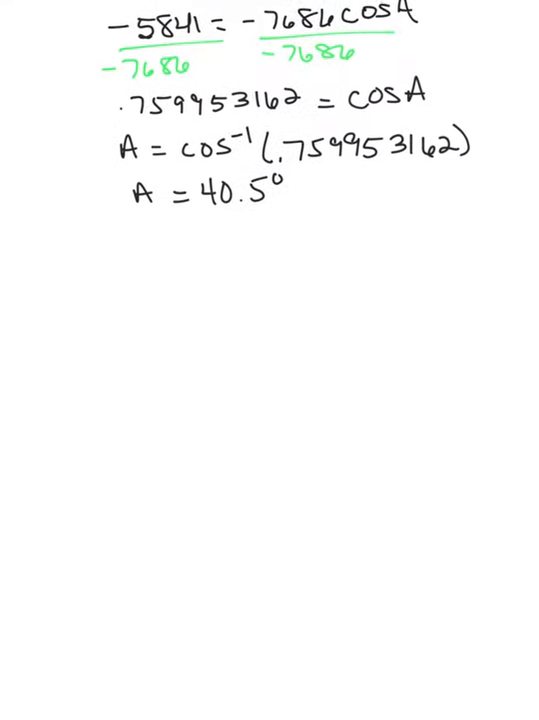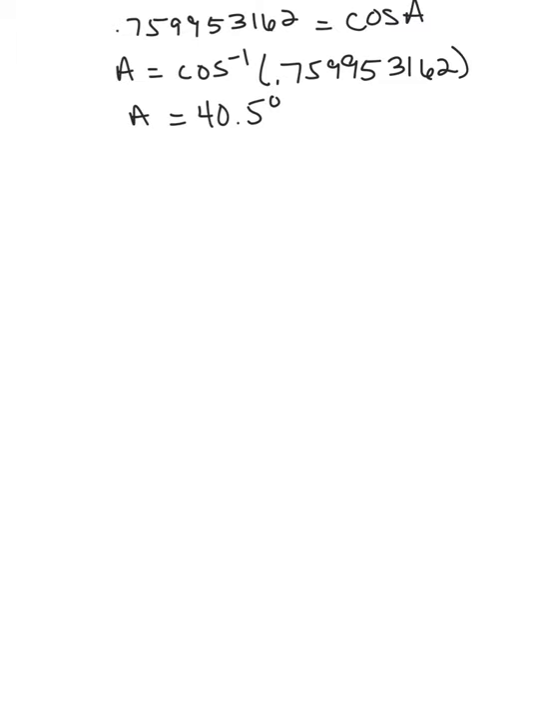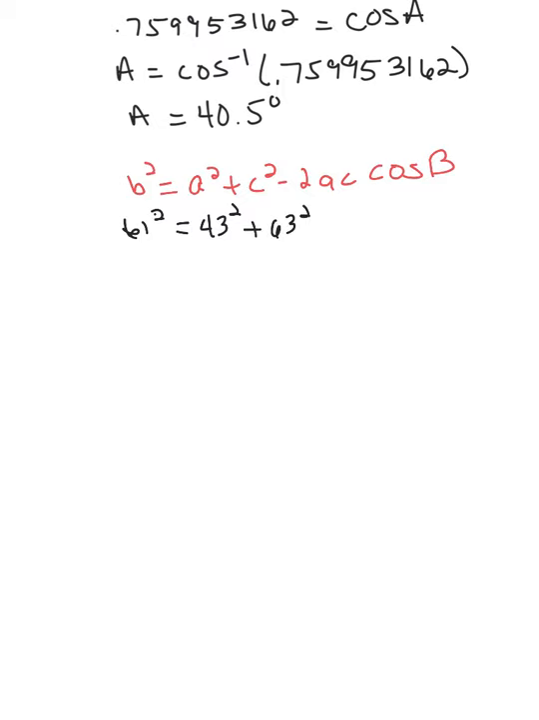I'm going to choose to find angle B next, which means I need the version that says B squared equals A squared plus C squared minus 2AC cosine of angle B. Putting our numbers into position, we will have 61 squared equals 43 squared plus 63 squared minus 2 times 43 times 63 times the cosine of B. 61 squared is 3721. 43 squared is 1849.